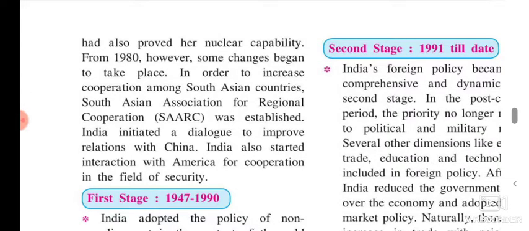In the 1980s, however, some changes began to take place. In order to increase cooperation among South Asian countries, the South Asian Association for Regional Cooperation (SAARC) was established. India initiated a dialogue to improve relations with China. India also started interaction with America for cooperation in the field of security.